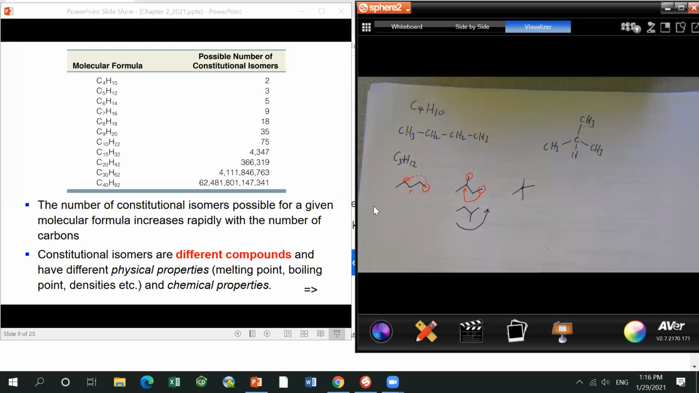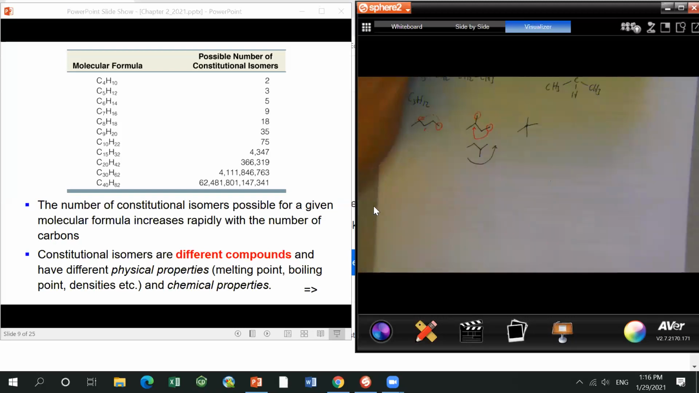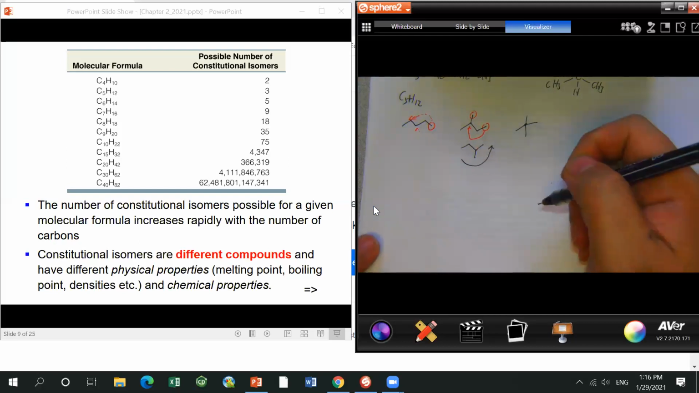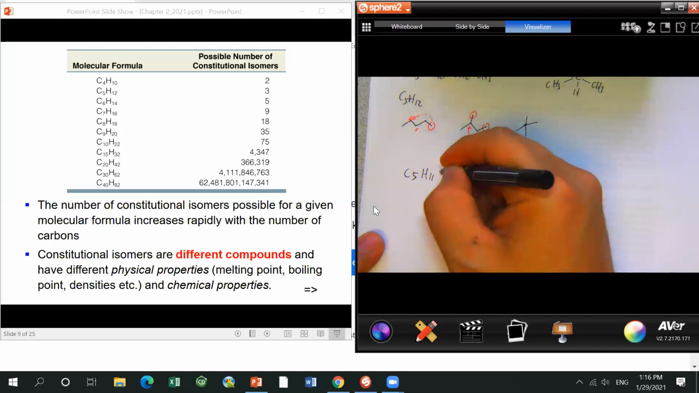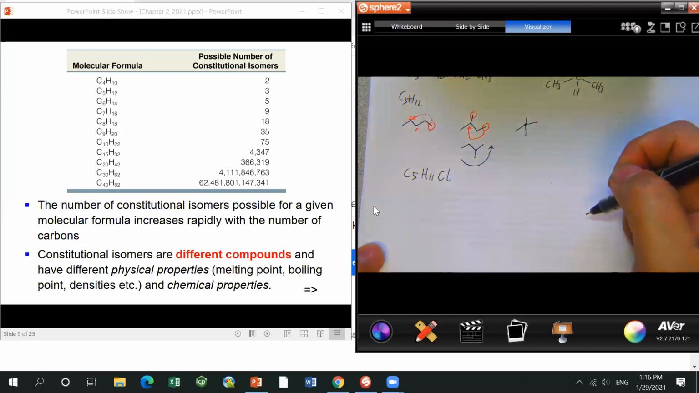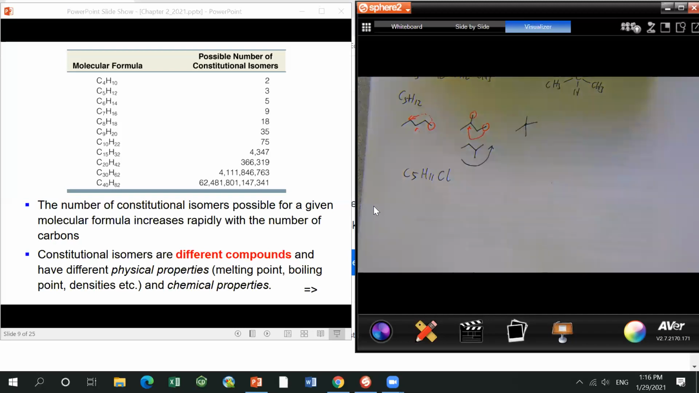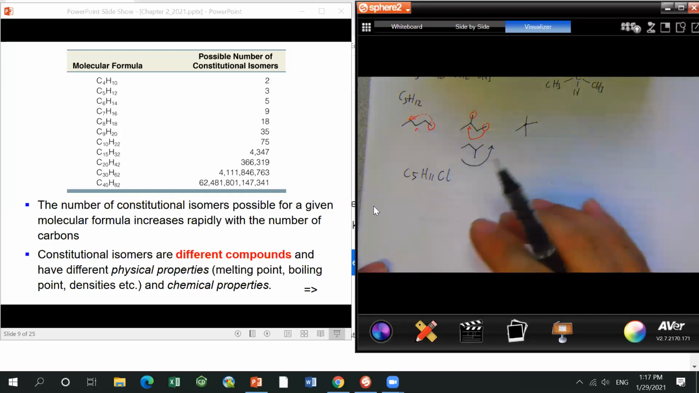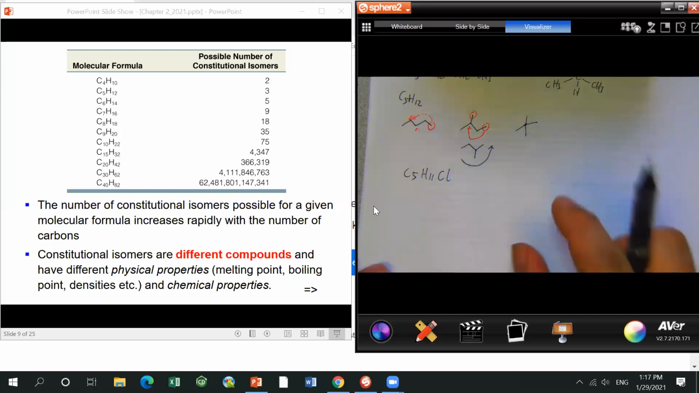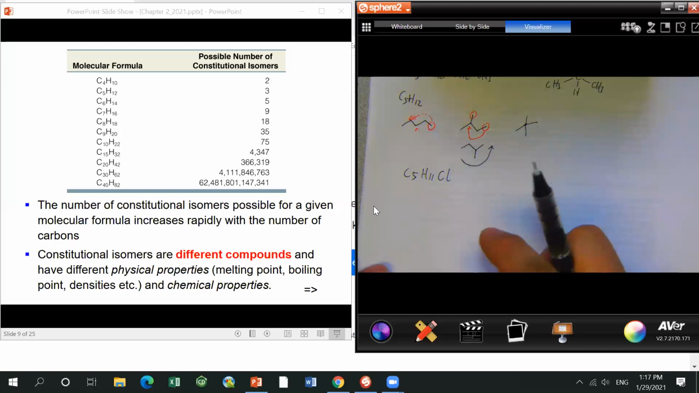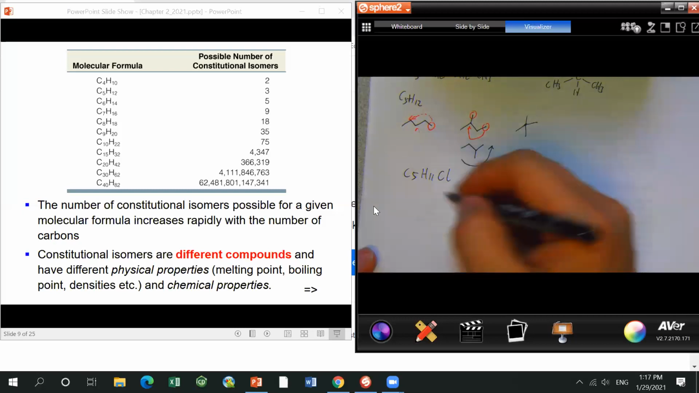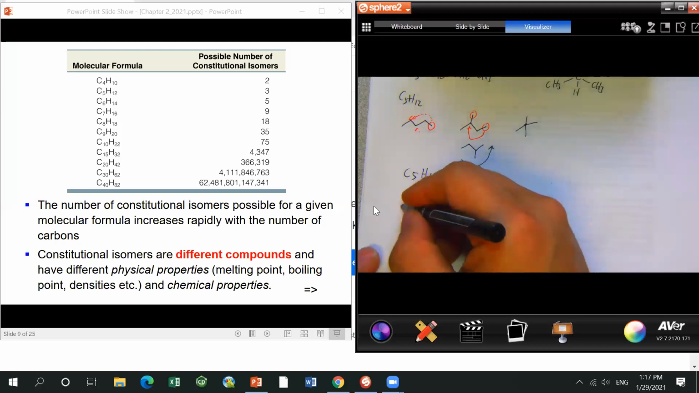Let me give you one example: C5H11Cl. If you want to draw the constitutional isomers for a formula containing a heteroatom, you do the following steps. First, only draw the carbon framework, only the carbon part. Then, based on the carbon framework, you attach the heteroatom, and you can generate a bunch of constitutional isomers. We use this one as an example. We have 5 carbons, so we first draw the carbon framework with only 5 carbons.